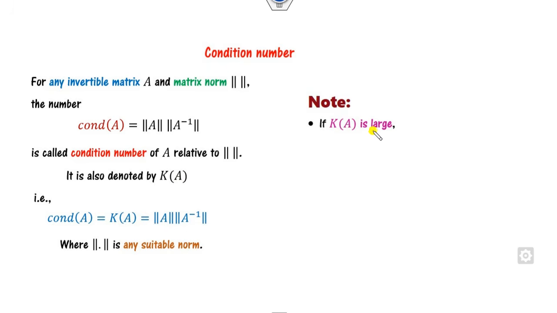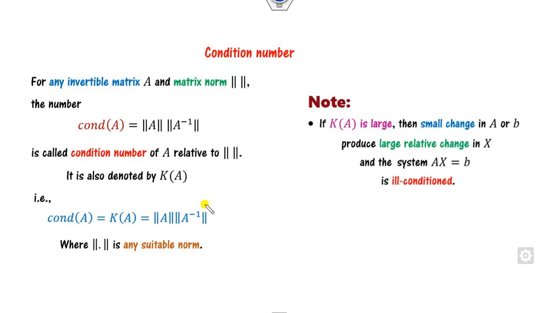What is that? If K of A is large, it means the product is a large number. So a large condition number means that a small change in the matrix A or a small change in the vector B will produce a very large change in the solution. That means the system is ill-conditioned. On the other hand, when the condition number is approximately 1, or close to it, then you can say the system is well-conditioned.